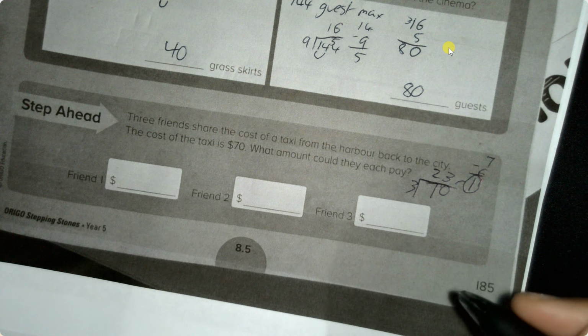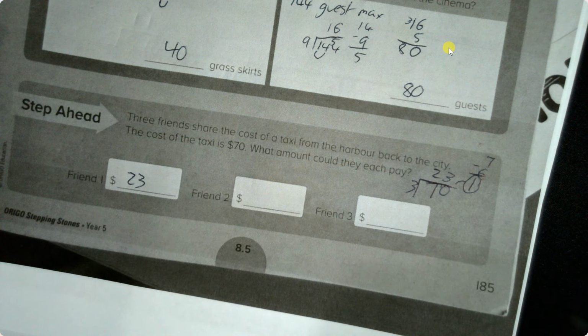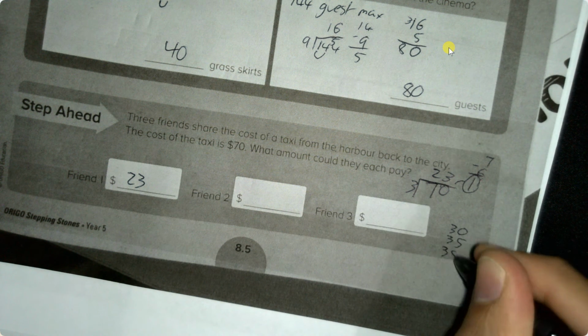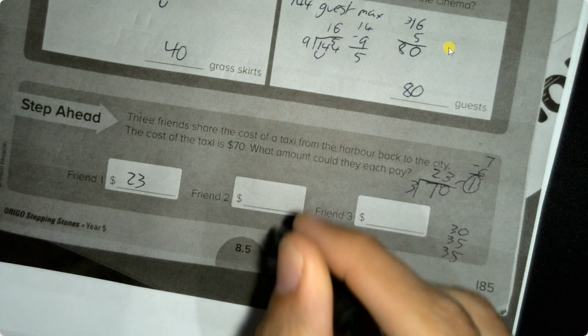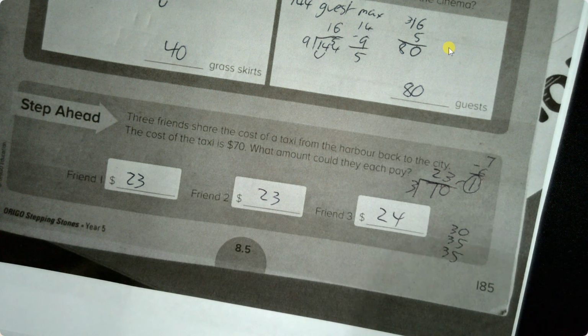So you could do it a number of different ways. You just have to make sure that the extra that everyone ends up paying adds up to $1. So you could do something like 30 cents, 35 cents, 35 cents. That will add up to 100 cents, which is $1. You could just make one friend pay the extra dollar by themselves. You can do whatever you want. I'm going to pick that easiest way. The last friend pays $1 extra. That dollar, that is the remainder.